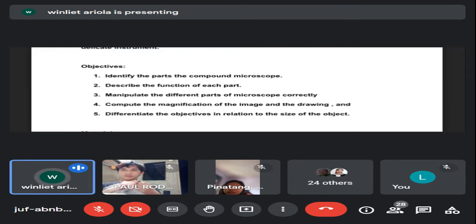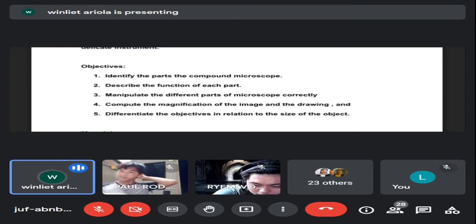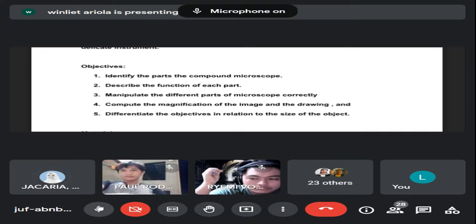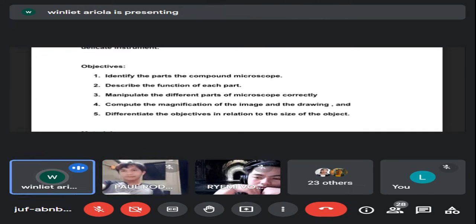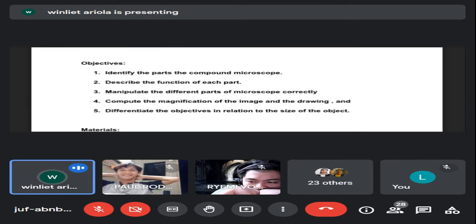What is the LPO magnification again? 10 times the ocular magnification, which is also 10. So the total magnification will be 100. Oh, 100 po, ma'am. Okay. So, clarify lang natin kasi last time, maraming nagkaroon ng confusion kung ano ba talaga yung how to get the total magnification.